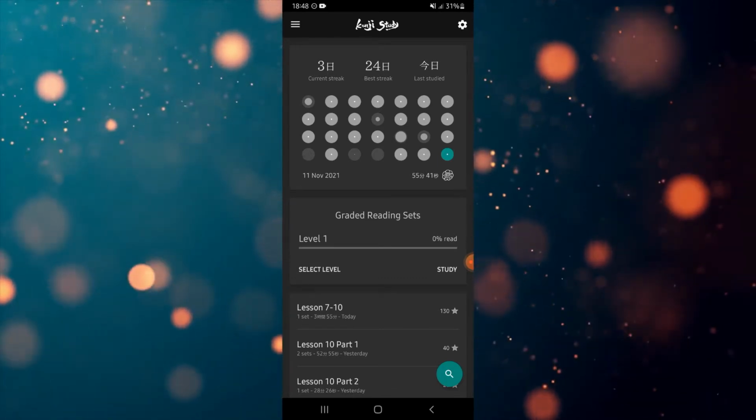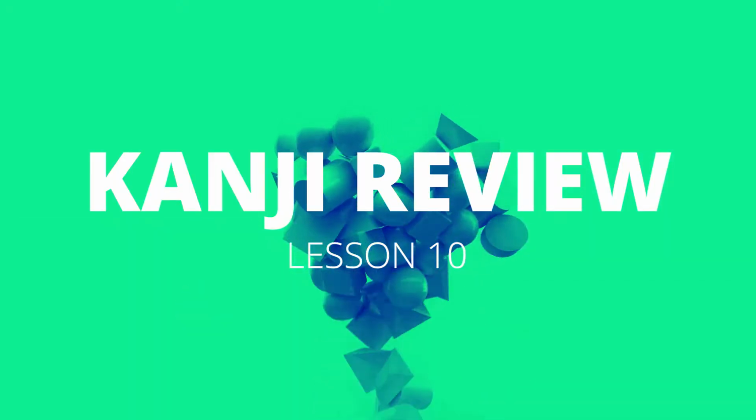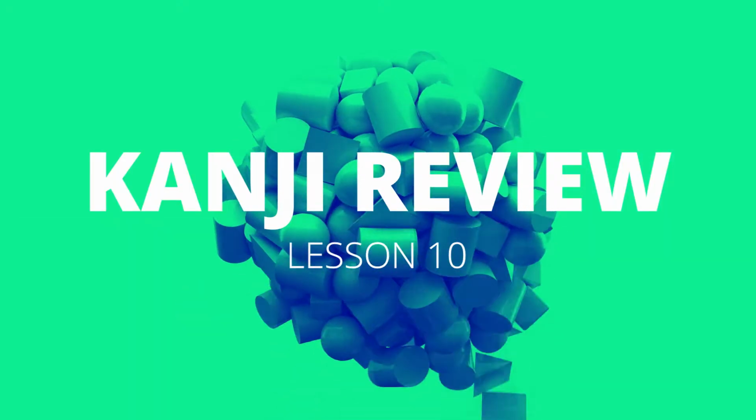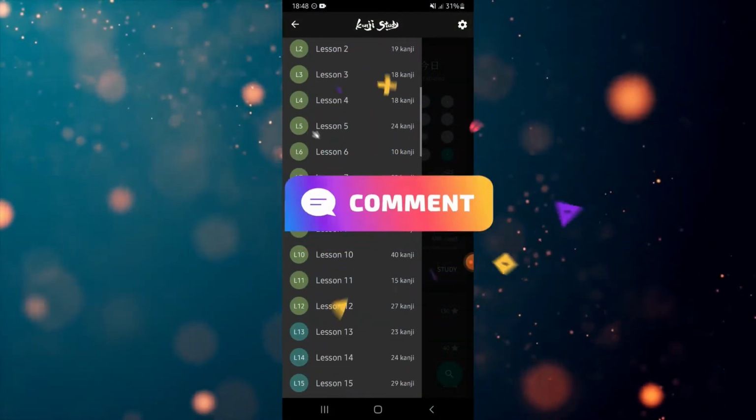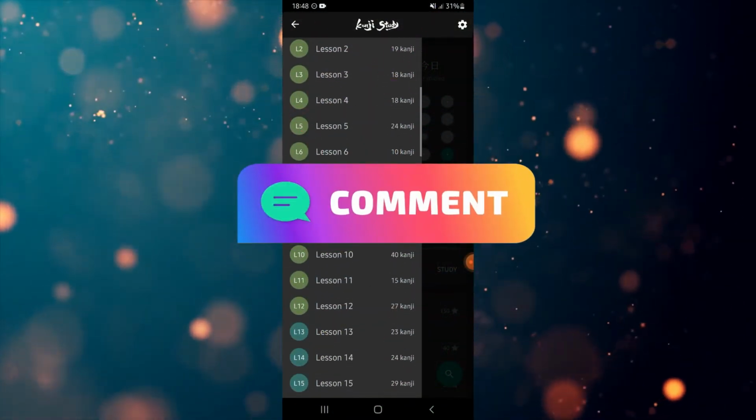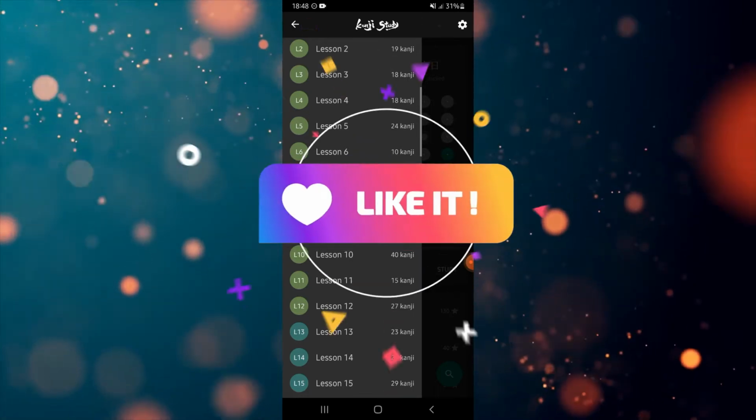Today I'm going to be reviewing lesson 10 of Remembering the Kanji. It's been quite some time since I studied lesson 10, so it will be a good refresher. So without further ado, let's jump right in.